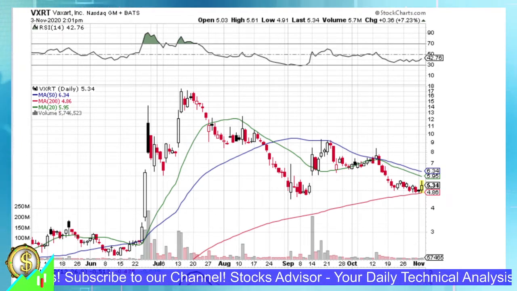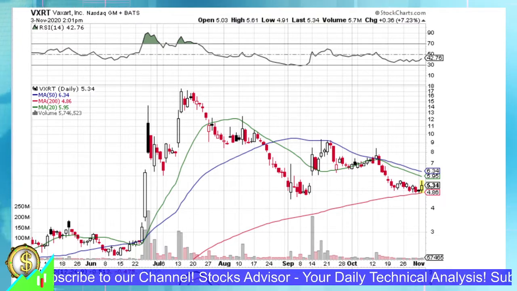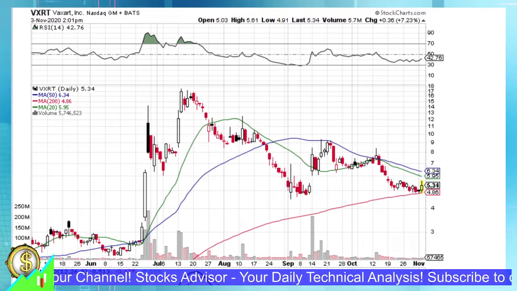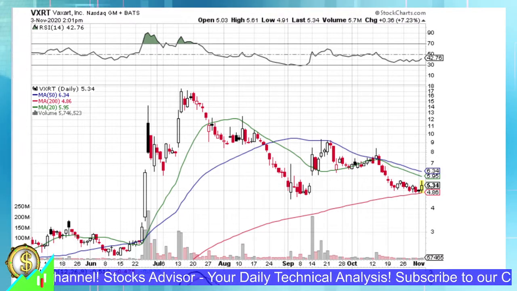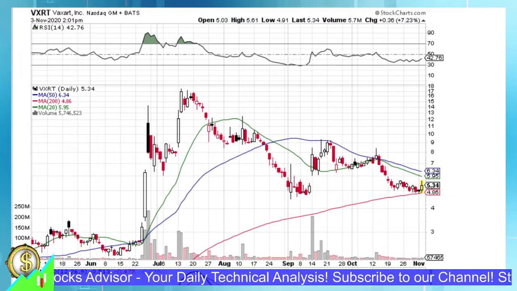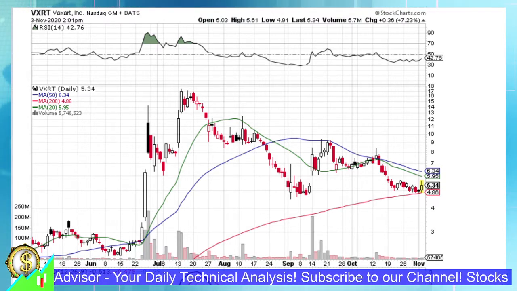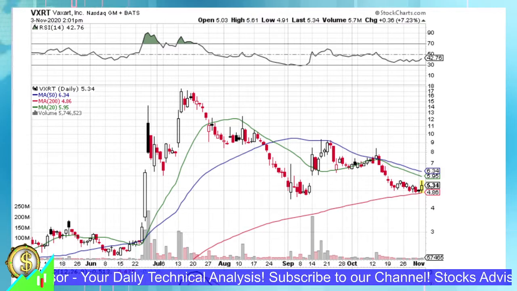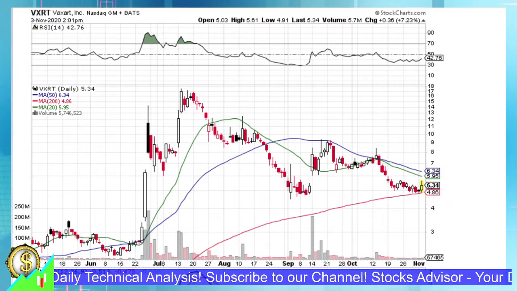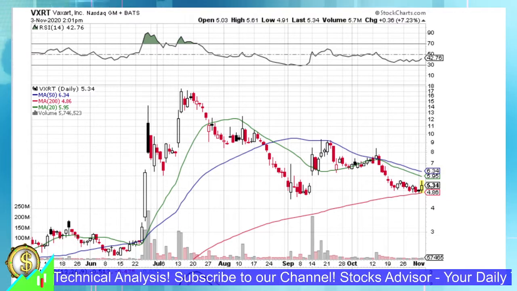Today we will talk about Vaxart, ticker name VXRT, traded at Nasdaq. It's a company working in the area of development of vaccines. Actually, one of its candidates now is an oral vaccine candidate, the only available oral vaccine candidate for COVID-19, and therefore, of course, this fact attracts a lot of attention to the company.